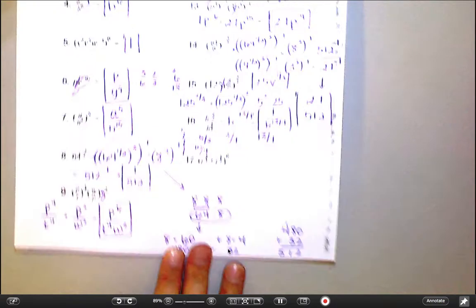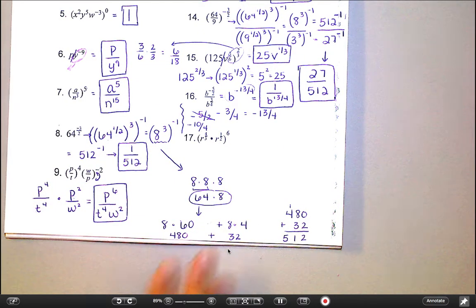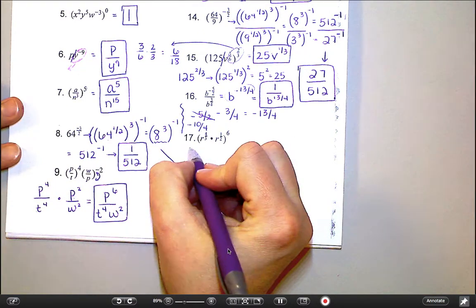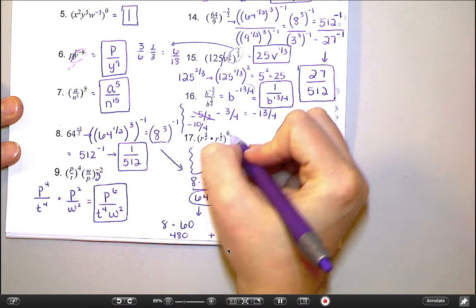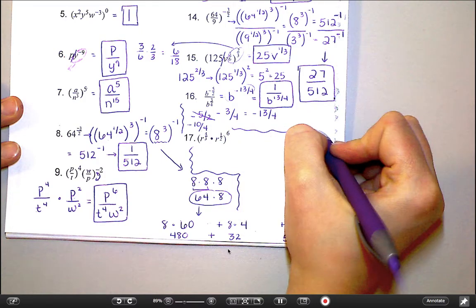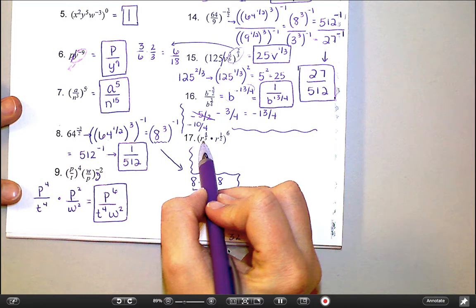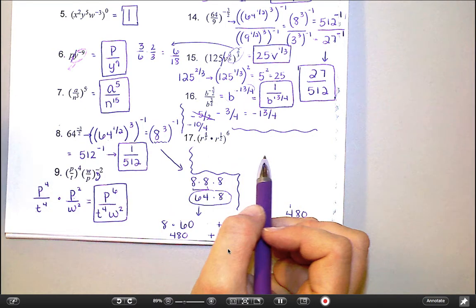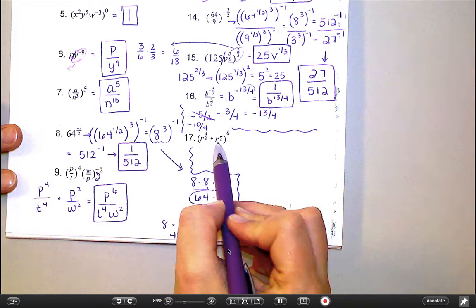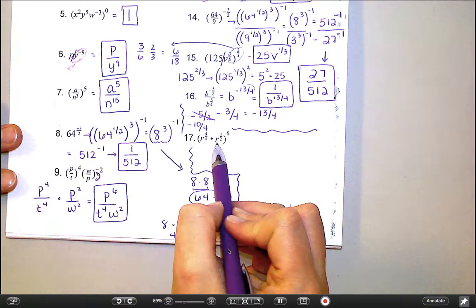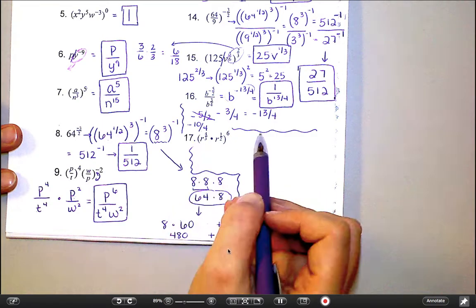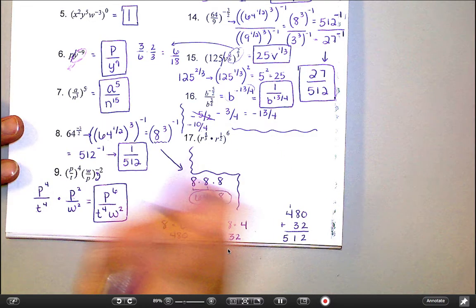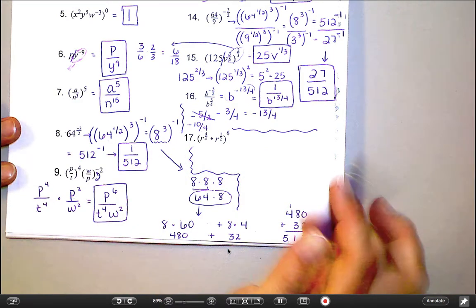And last but not least, number 17 here. Did I even leave myself enough space to do this one? Let's see. Give myself some walls here. Okay. Couple different ways I could go here. I can combine these r's on the inside and then raise to the power of 6 if I want to. Or I could raise to the power of 6 first and then combine. It really doesn't matter which way you go.